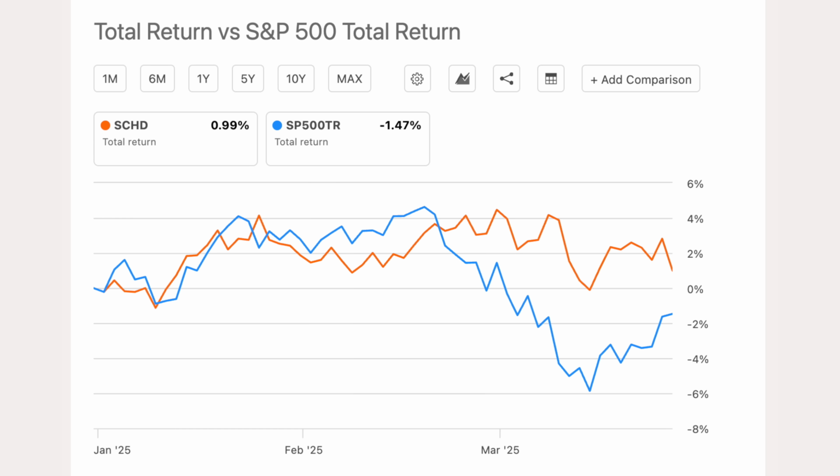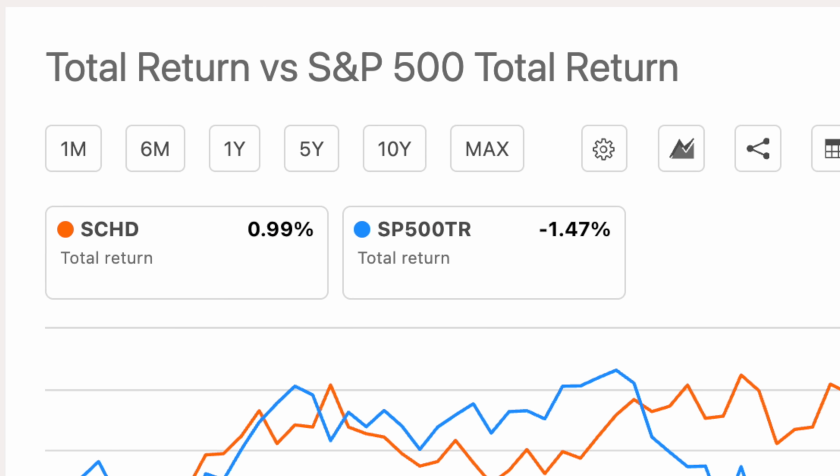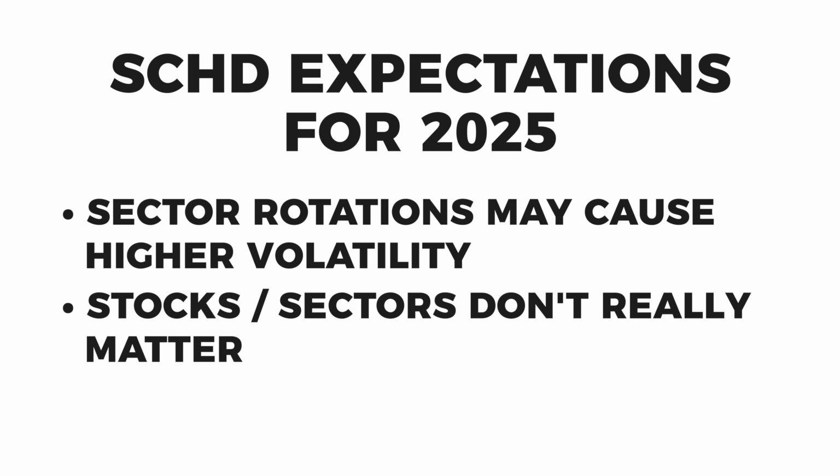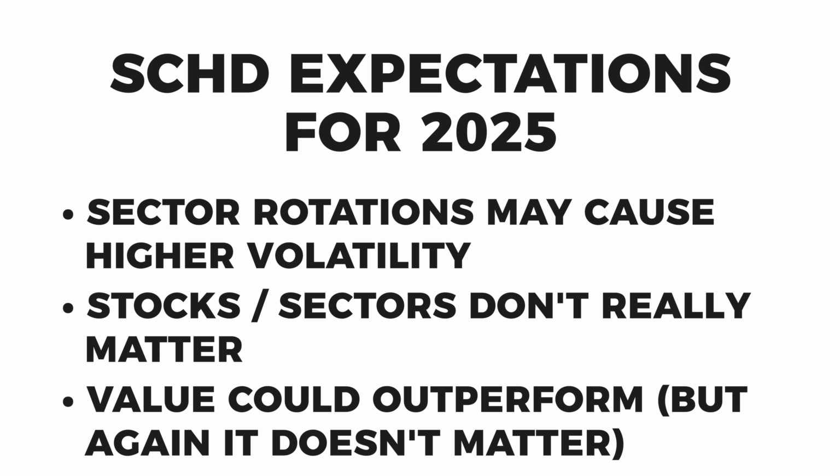Now, is it possible that 2025 continues to be a down year, much like we saw in 2022, and SCHD outperforms a lot of stuff? Well, yeah, it's definitely possible. SCHD is actually up almost 1% this year, while the S&P 500 is down about 1.5%. But here's the thing, it doesn't really matter because you didn't buy SCHD to outperform the market. You bought it to be a strong dividend payer, to have decent capital appreciation, and have good dividend growth. And when it comes to that criteria, it's doing pretty well.